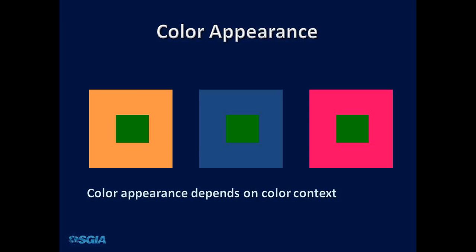So here we have color appearance. And again, we're talking about how the context affects the color. Think about that dress that was the big internet phenom back a little while ago. This was done in 2015, so you'll know when that was. But the green square in the middle is the same. It just appears different because of the larger squares that surround it.